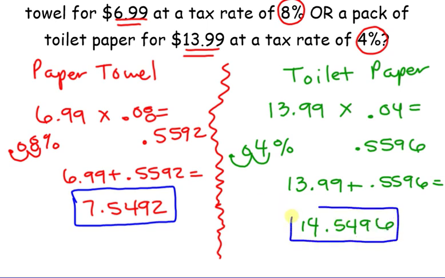Now, how much are you going to pay more for? Paper towel or toilet paper? Well, 7 compared to 14, it looks like you're going to pay a lot more for toilet paper.